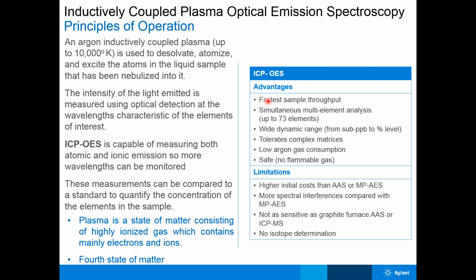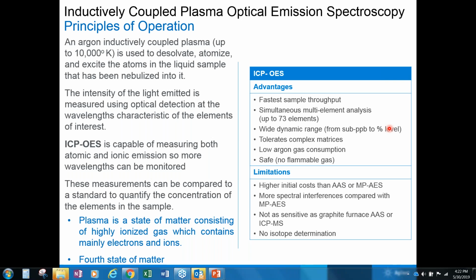So if you can see here, what are the advantages of ICP OES? It is a fast sample throughput technique. Suppose you are looking for 73 elements, in a single minute you can do all the 73 elements. It is a simultaneous technique, not like the AAS where every time you have to put in the hollow cathode lamp. So it is a simultaneous multi-element analysis from sub ppb to higher ppm level or higher percentage level. You can estimate in a single run.